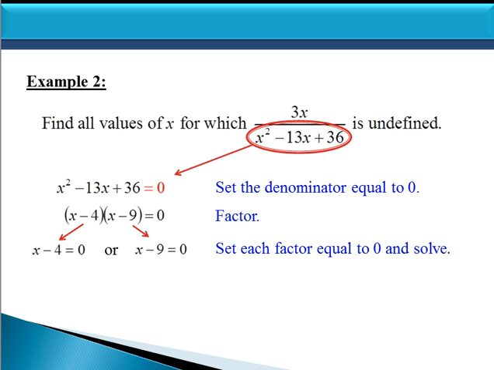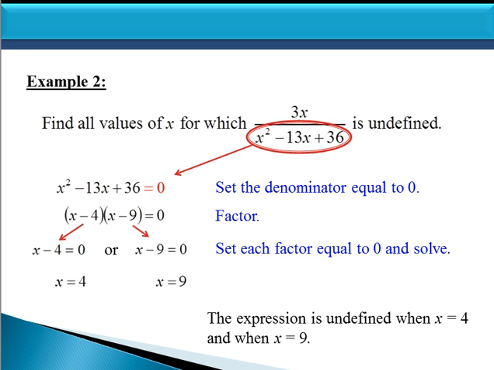So to do that, we set each of those factors equal to 0, and then we solve those new linear equations. So if you solve the first equation, we get x equals 4, and the second equation we get x equals 9. So 4 and 9 are the two values of x that would make the rational expression 3x over x squared minus 13x plus 36 undefined.